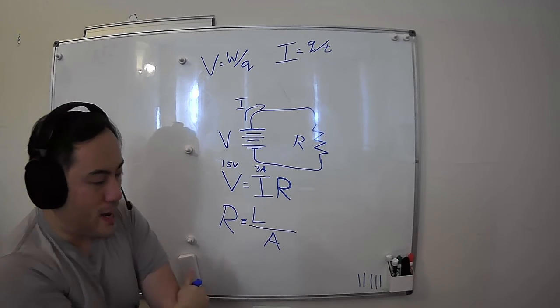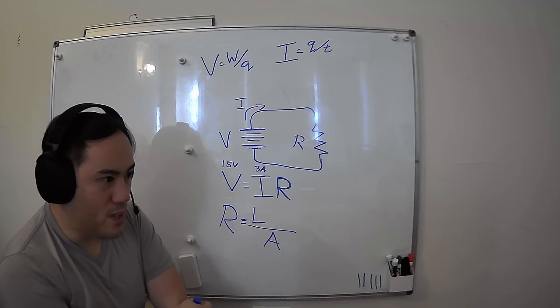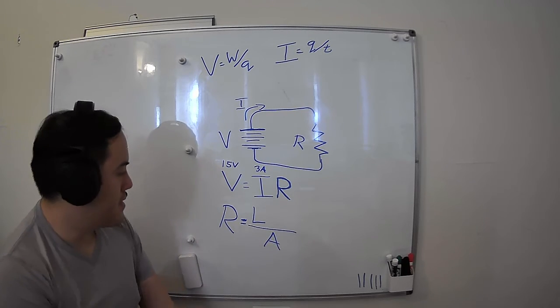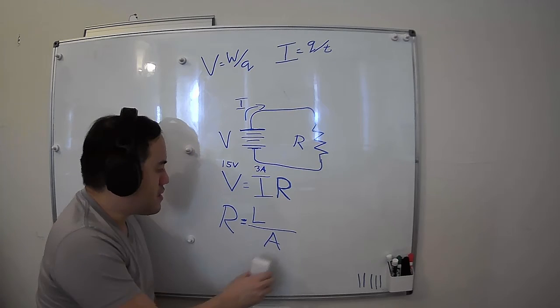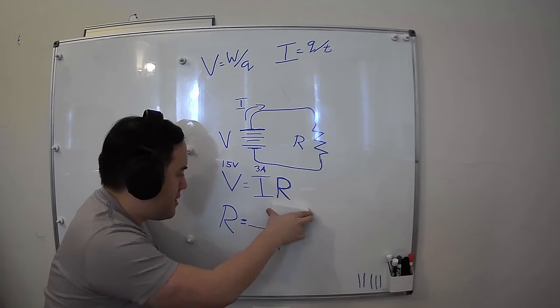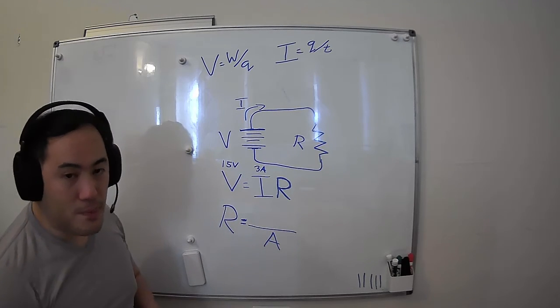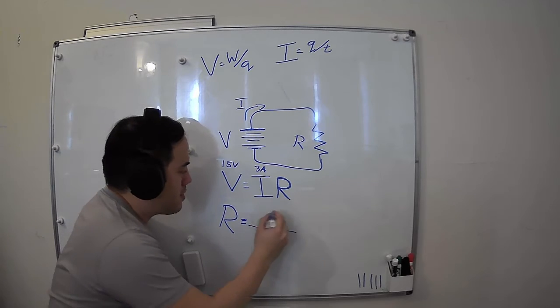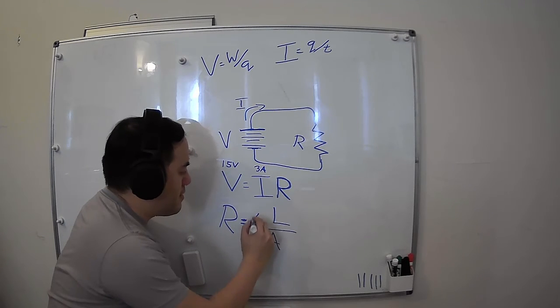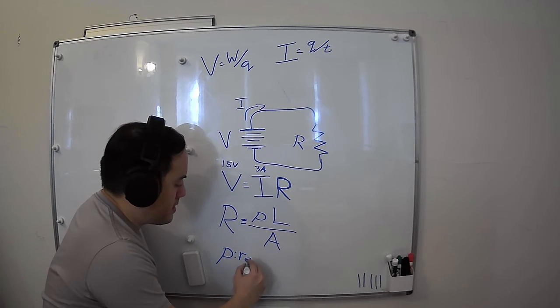Metals like copper and iron have very low resistance. Non-metals like plastic and wood have very, very high resistance. Usually we assume that metals have no resistance at all, and non-metals like wood have infinite resistance. That's not really true. There's a factor called resistivity that depends on the material.